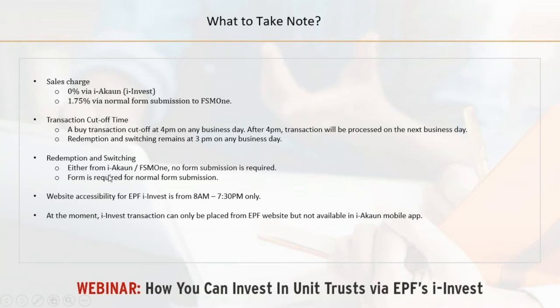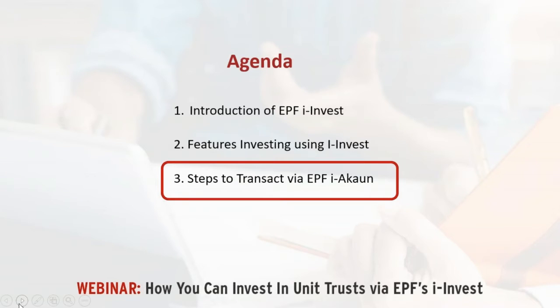For switching and redemption, whether you invest through the i-Account or FSM1, you do not need to submit any form. The form is only required when you go through the normal submission, as I mentioned in the previous slide. The website accessibility for EPF i-Invest is from 8 a.m. until 7:30 p.m. only. And at the moment, i-Invest can only be placed through the EPF website. The mobile app is still not available. Next, I will share the steps to transact via the EPF i-Account.